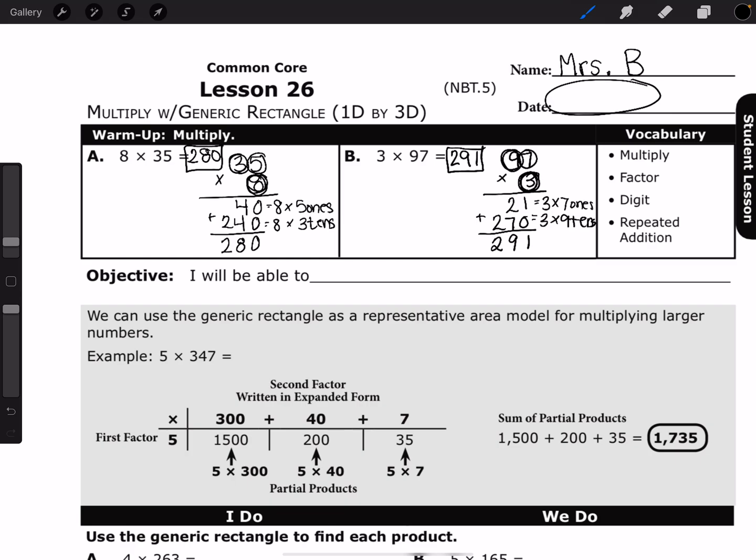Okay, now we're to our objective. What are we learning today? I will be able to multiply by 1 digit by 4 digits.